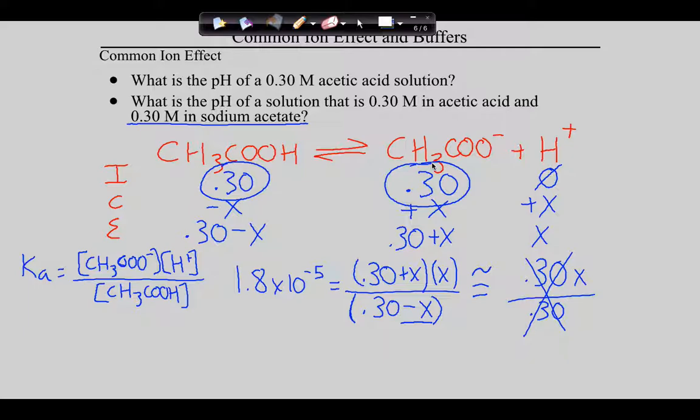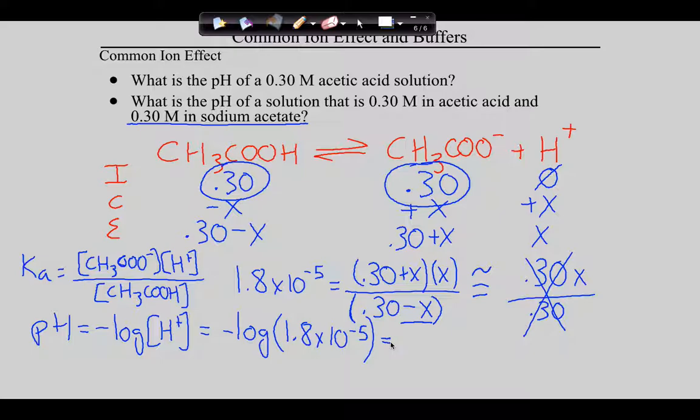But now guys, watch this. You ready? We're not done with the problem, right? We want to know the pH. pH is equal to the negative log of hydrogen ion, which is equal to the negative log of 1.8 times 10 to the negative fifth, which is equal to 4.74.